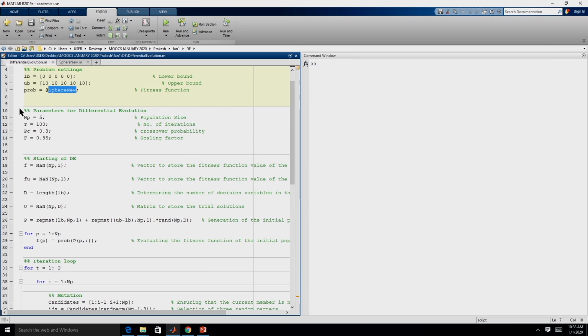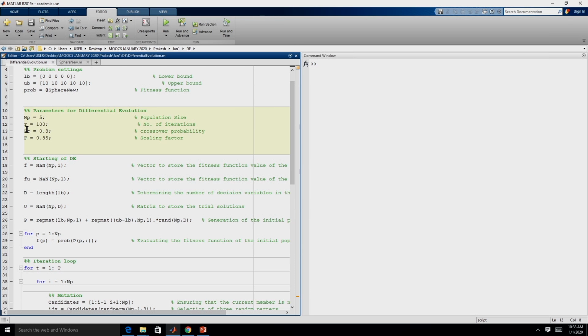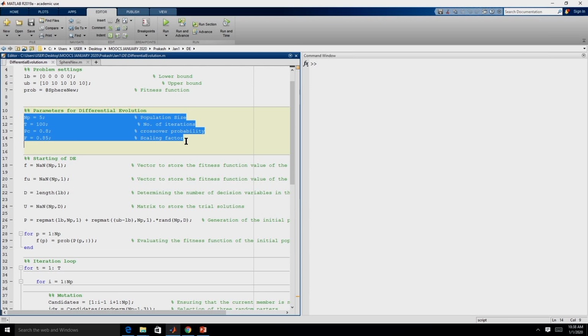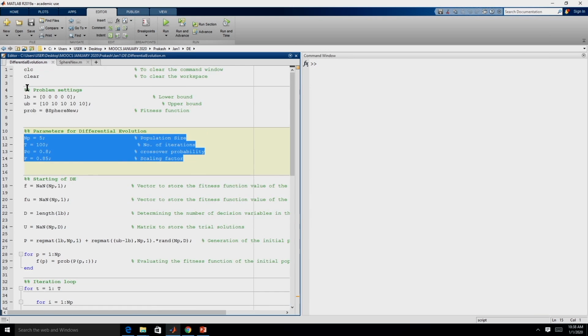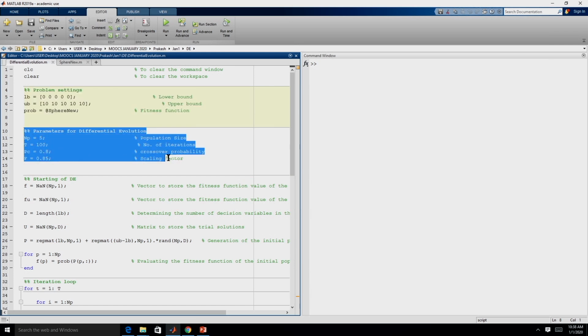Then we need to define the parameters related to differential evolution. Here there are 4 parameters. One is the population size, which right now we have taken to be 5. The number of iterations to be performed we have taken to be 100, the crossover probability to be 0.8, and the scaling factor which will be required in mutation as 0.85. These are the 4 parameters that we need to define with respect to differential evolution. This section defines the problem definition, and this section defines the values of the parameters required by the algorithm.